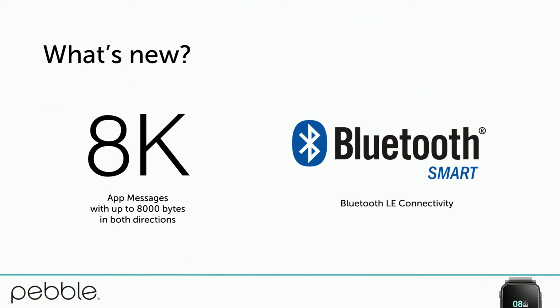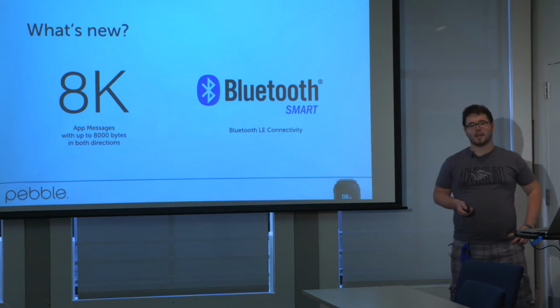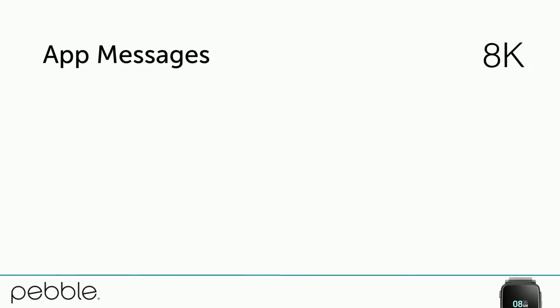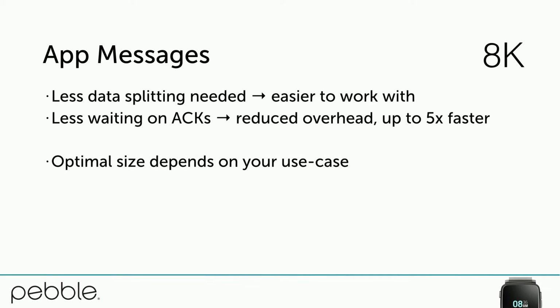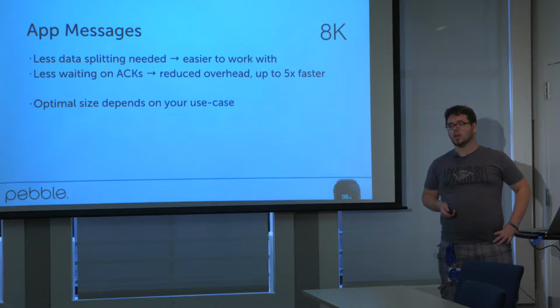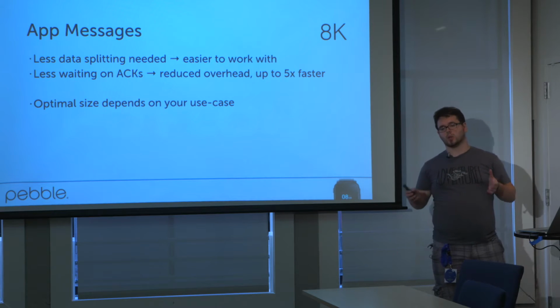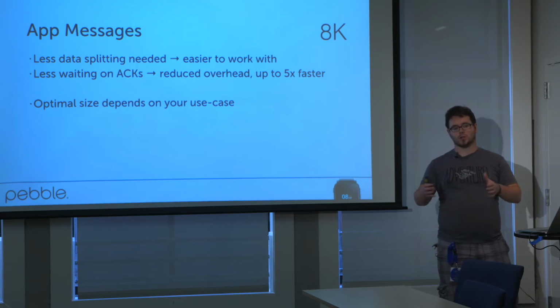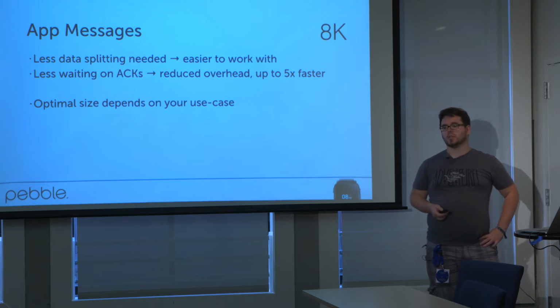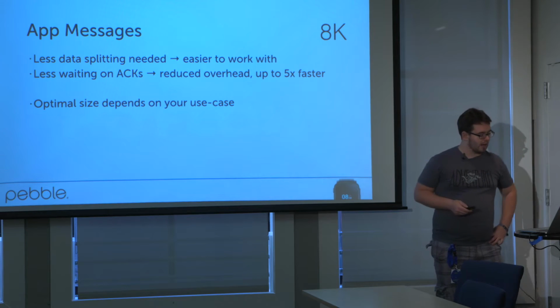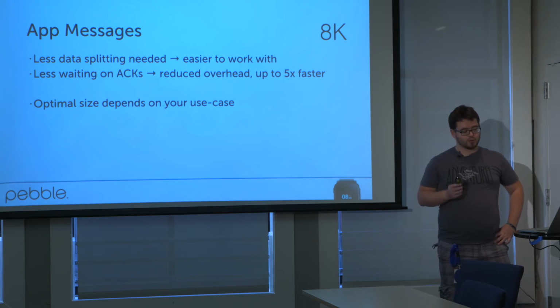So in PebbleKit 3.0, we added two new large features. The first one is 8K app messages. Before, you had, I think, 120 bytes you could send within one app message. So whenever you wanted to talk to your application, if it was more than 120 bytes, like a piece of text or something, you would always have to slice it up into multiple parts so that they fit in, and then do all this message sending yourself. This can become tedious quite quickly, so right now you can use more than that.